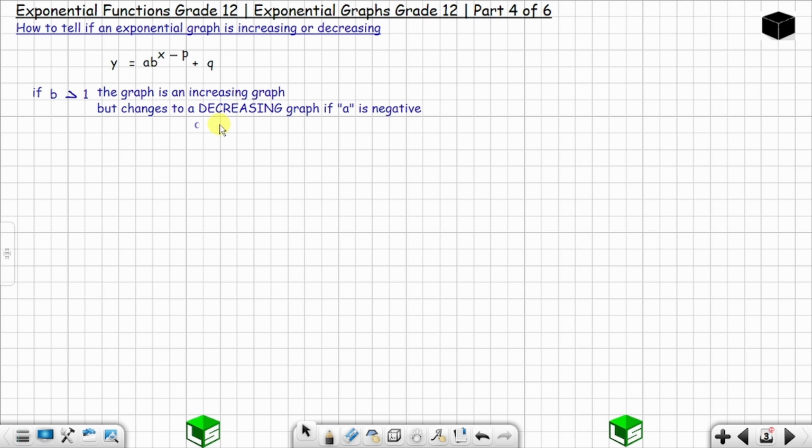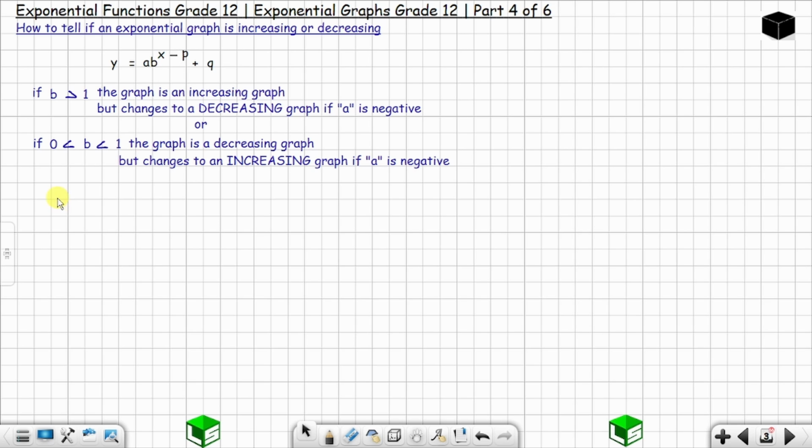Or if the value of B is in between 0 and 1, then the graph is a decreasing graph, but this is not final. You have to check for the value of A. It can change to an increasing graph if A is negative, from decreasing to increasing. So make sure you check for the value of A. Whenever A is negative, this is going to change. If A is positive, this is not going to change. It can only change if A is negative.